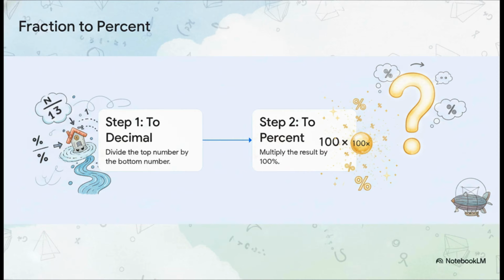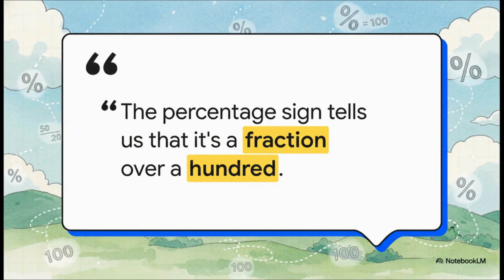But why does that work? This right here is the absolute key to everything. The word percent, it literally means per 100. So when we say 50%, what we're really saying is 50 out of 100. That little percent sign is just a cool shortcut for writing over 100. And that's the real secret behind all these conversions.